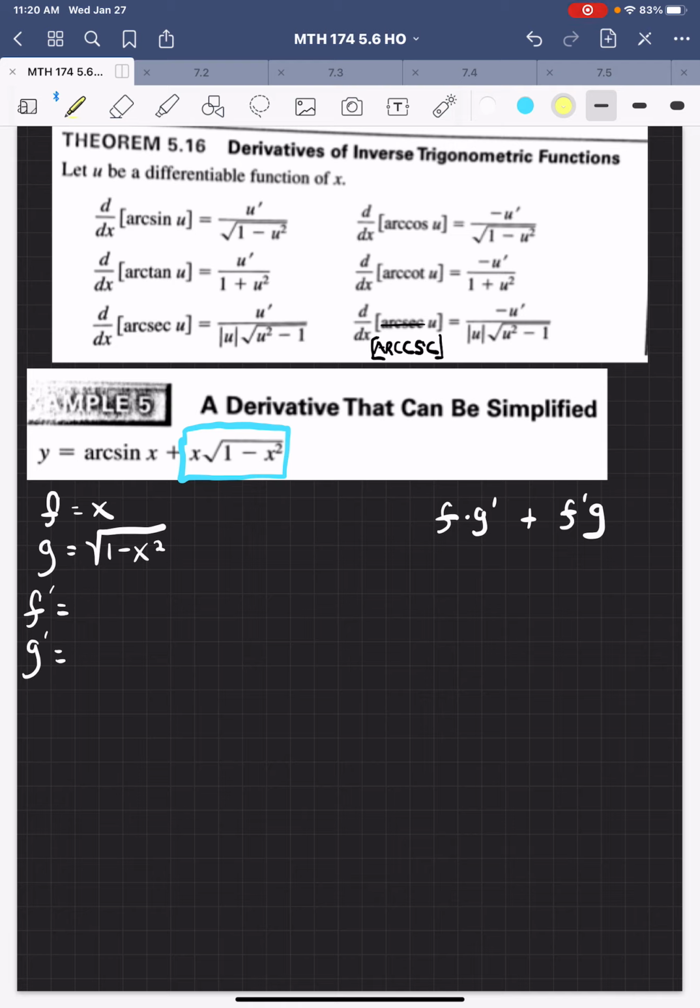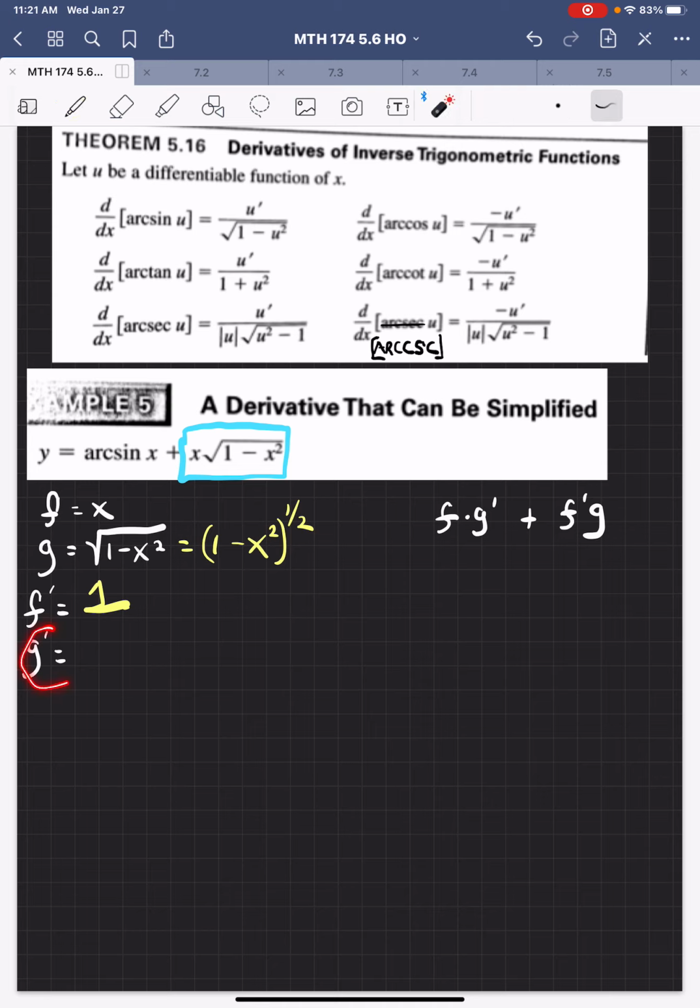The derivative of x is just 1, so that's easy. Now, I'm going to rewrite the square root of 1 minus x squared to make life easier on ourselves. That's the same thing as 1 minus x squared to the power of 1/2. Optional, but sometimes it makes our derivatives easier.